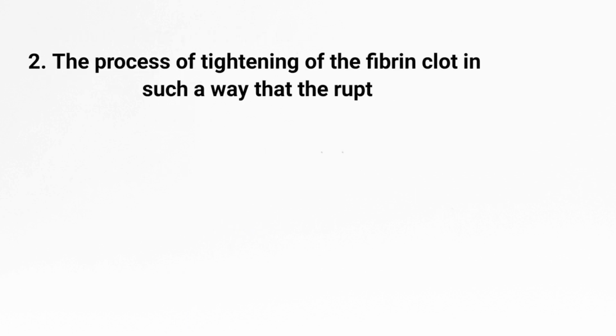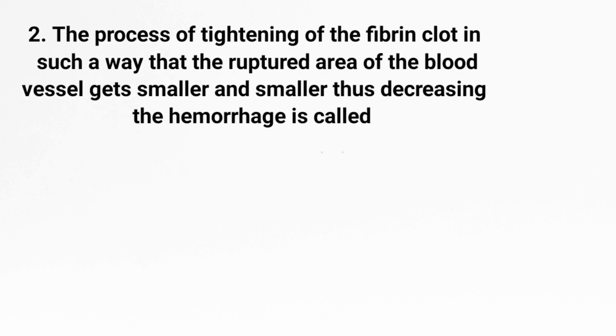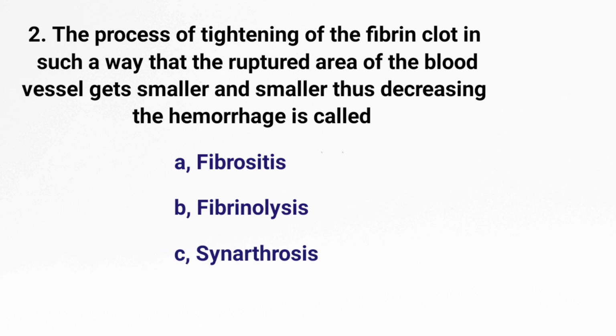Question number 2. The process of tightening of the fibrin clot in such a way that the ruptured area of the blood vessel gets smaller and smaller, thus decreasing the hemorrhage, is called. Option A, fibrosity. Option B, fibrinolysis. Option C, synarthrosis. Option D, syneresis. And the answer is option D, syneresis.